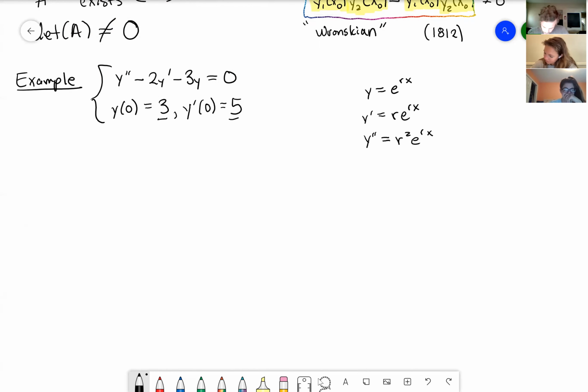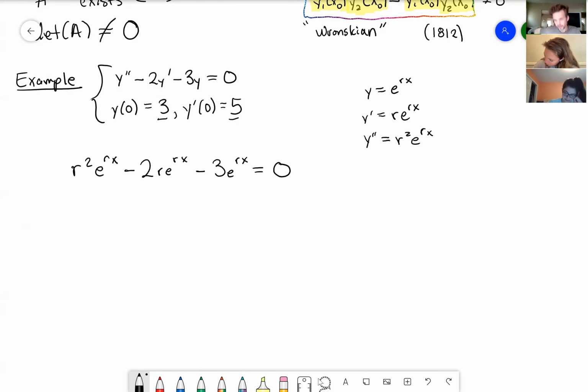Okay, so we'll compute y prime and y double prime, and we get predictably easy answers for those things. And we'll plug them in over here. So y double prime was r squared e to the rx, minus 2 times y prime, that was r e to the rx, and then minus 3 times e to the rx is equal to 0.